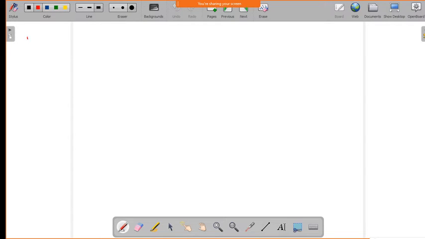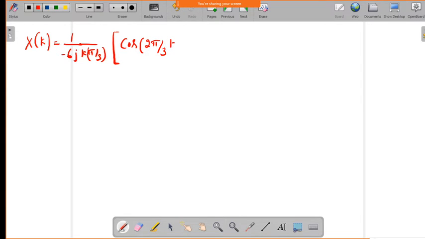So you will get the expression X[k], which is given by 1 over 6 minus jkπ/3, into cos of (2π/3)k. These terms will come two times, so minus cos of (π/3)k. Okay, so these two terms will become 2 times, and these terms will repeat from the earlier expression.